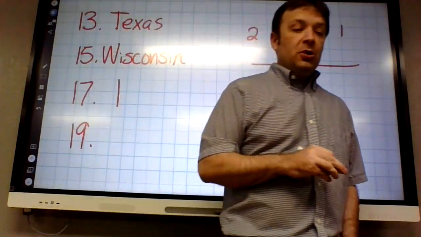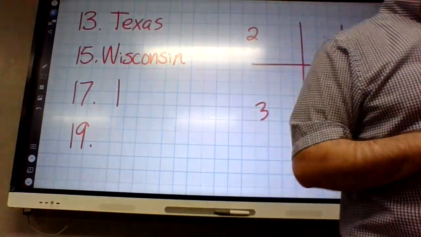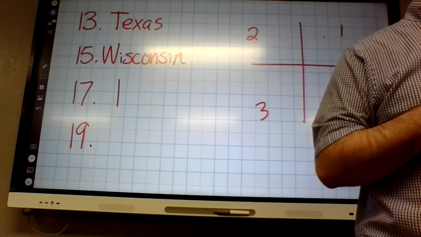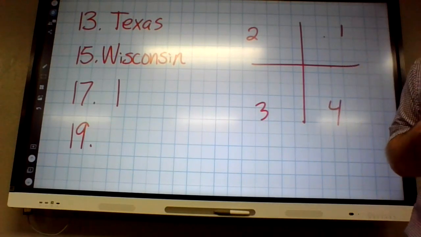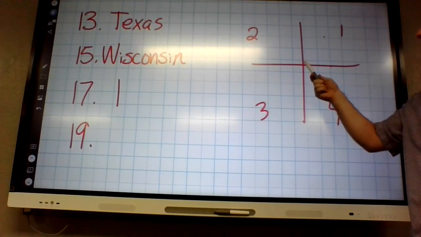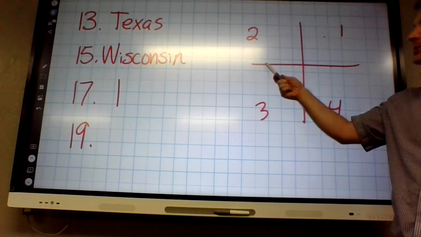19. The x coordinate is negative and the y coordinate is positive. X coordinate negative, so which way do we go in that case? Left. Y coordinate positive.